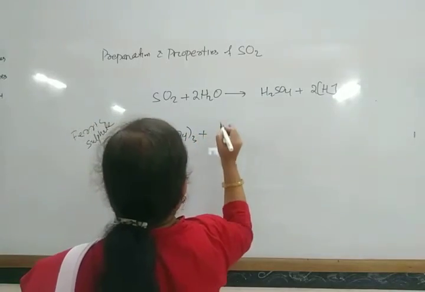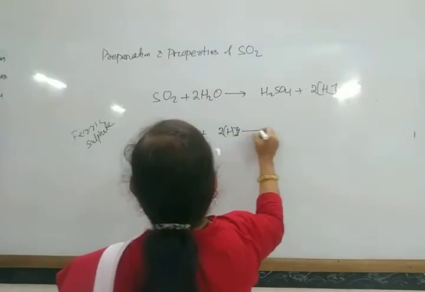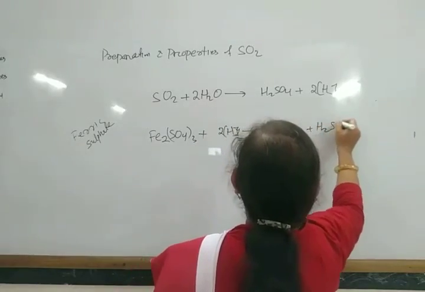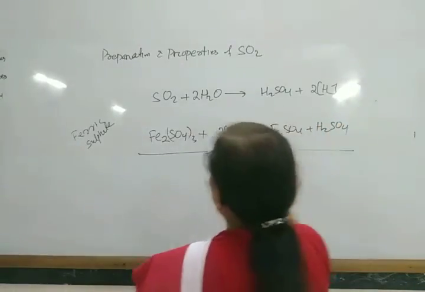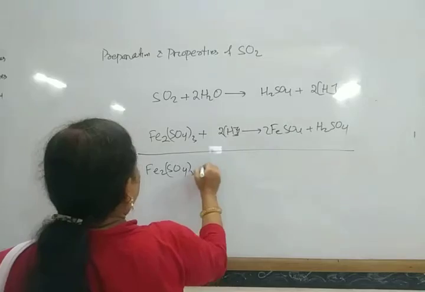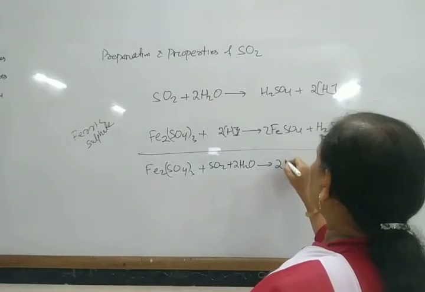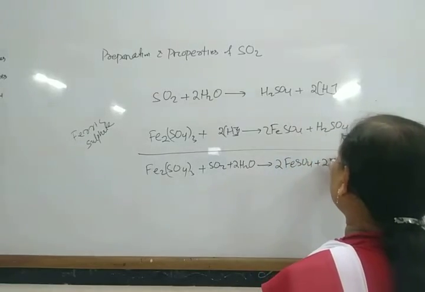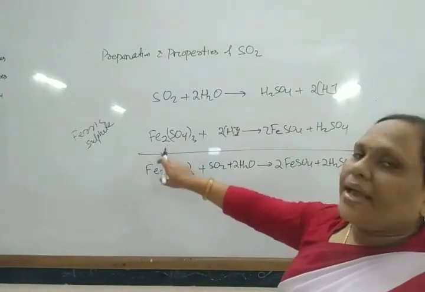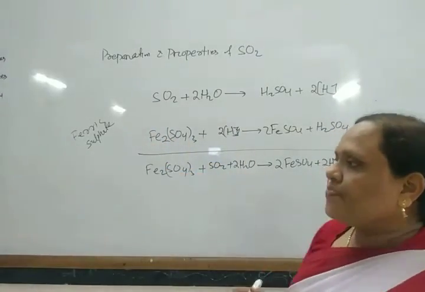Fe2(SO4)3 plus 2H give rise to 2FeSO4 plus H2SO4. In this overall reaction, Fe2(SO4)3 plus SO2 plus 2H2O give rise to 2FeSO4 plus 2H2SO4. So it reduces ferric sulfate to ferrous sulfate, and chlorine to hydrochloric acid.